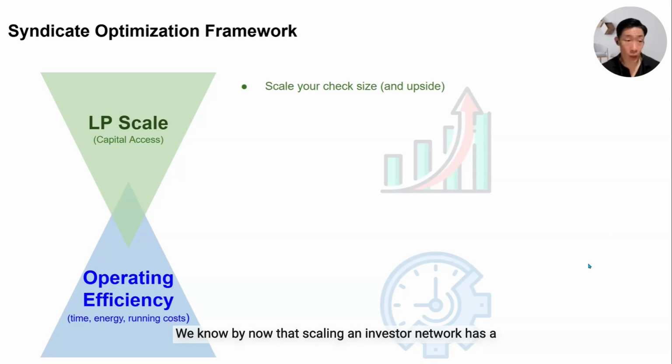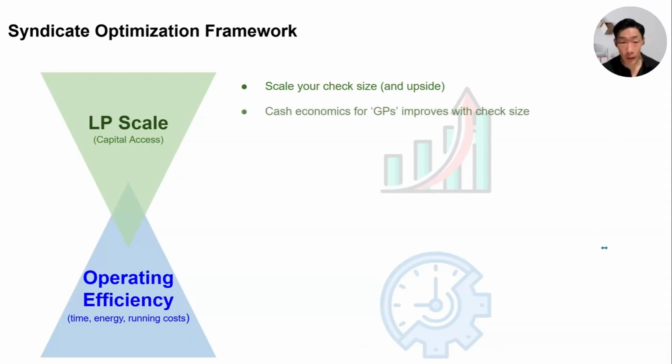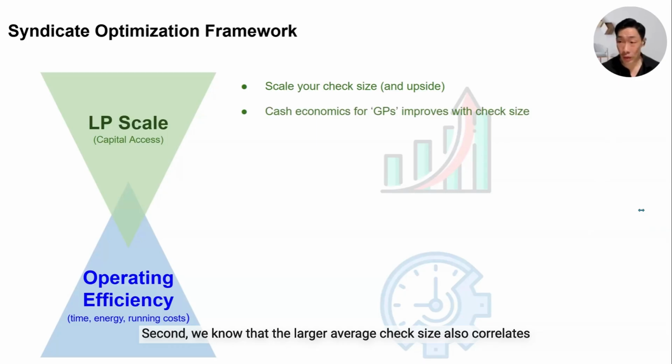When we look at investor scale, why is this important? We know by now that scaling an investor network has a correlation with your check size, and that also drives our upside, and we're all economically interested creatures. Second, we know that the larger average check size also correlates with cash economics, not just the carried interest value, but the cash component of what we do also improves with check size.